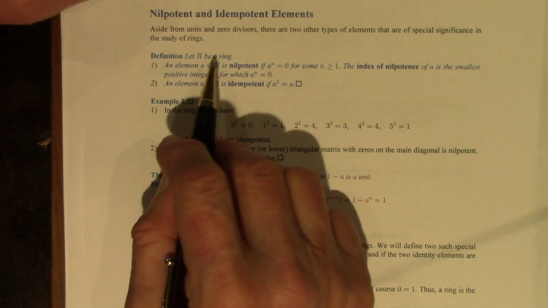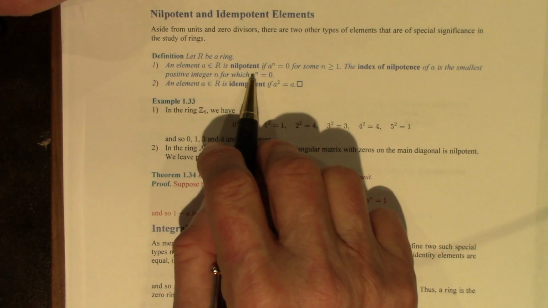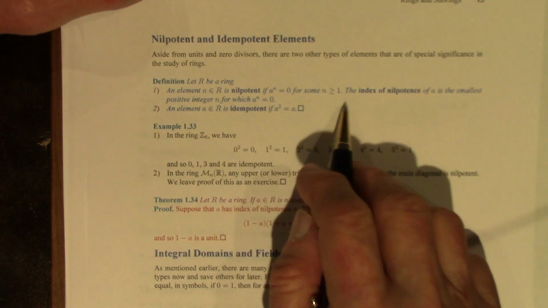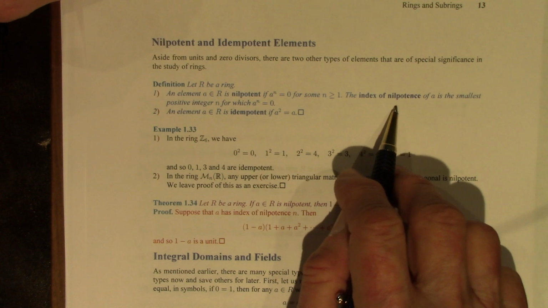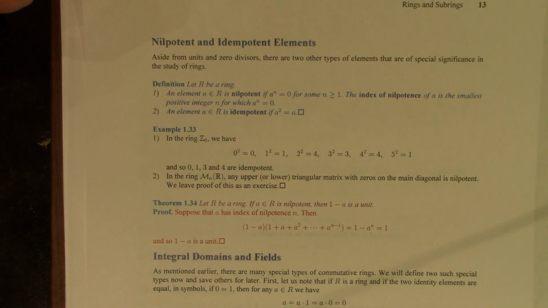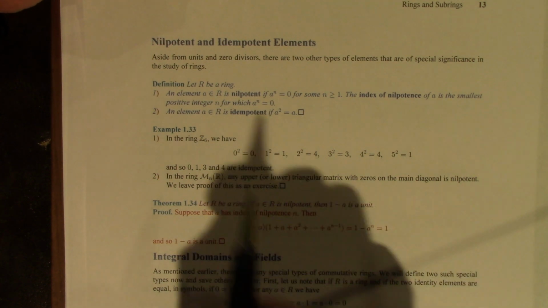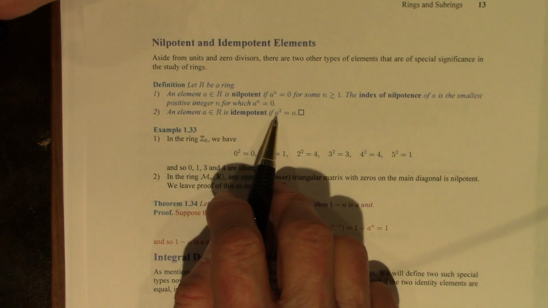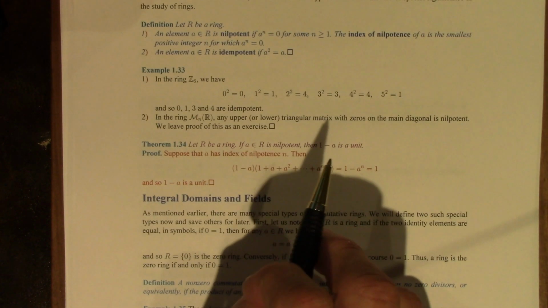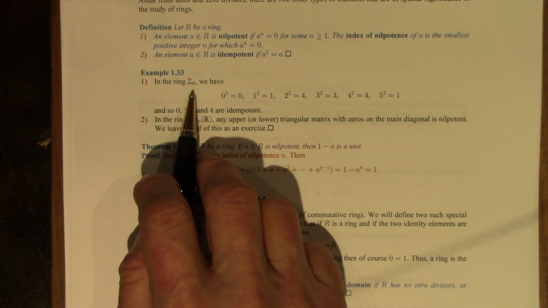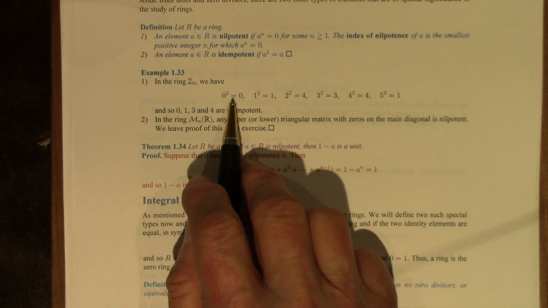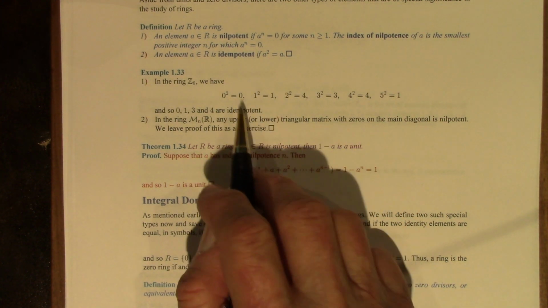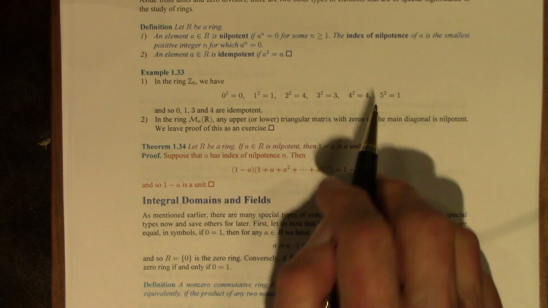Here is the definition. Let R be a ring, and an element a in R is nilpotent if a to the n is 0 for some n bigger than or equal to 1, some positive integer exponent. And the index of nilpotence of a is the smallest positive integer n for which a to the n is equal to 0. An element a in R is idempotent if it's equal to its own square. So examples, in the ring Z6, we can just write out the squares of every element, and we can see that 0 is idempotent, 1 is idempotent, 3 is idempotent, and 4 is idempotent.